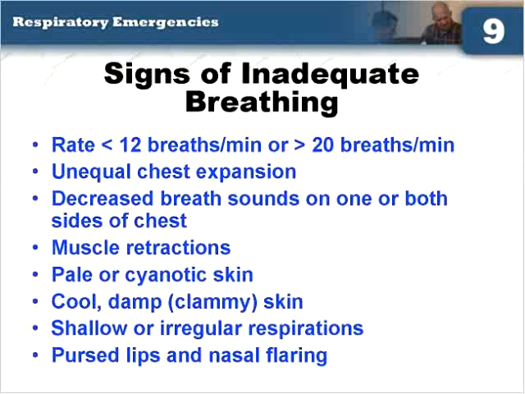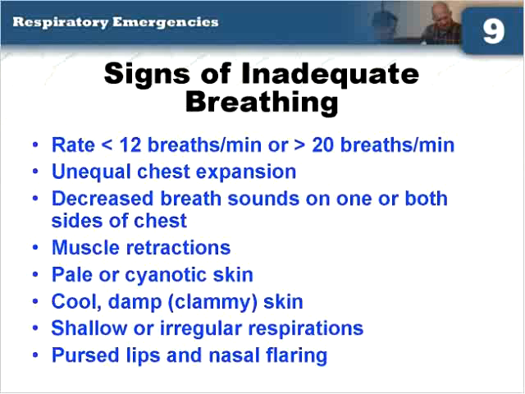Pale and cyanotic skin. Where's one of the first places you're going to see it? Around the lips, or even in their skin color. You'll see that right off the bat. You'll be able to see they're pale, cool, clammy. That'll be another sign, because obviously they're not taking in enough oxygen to keep their body warm, pink, and dry. Cool, damp, clammy skin, we already talked about.